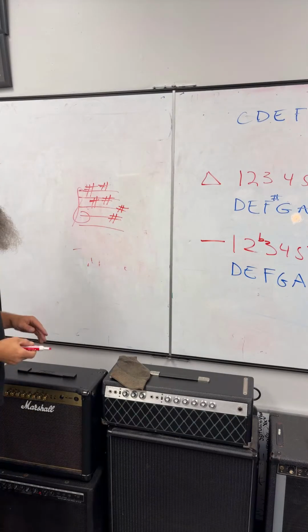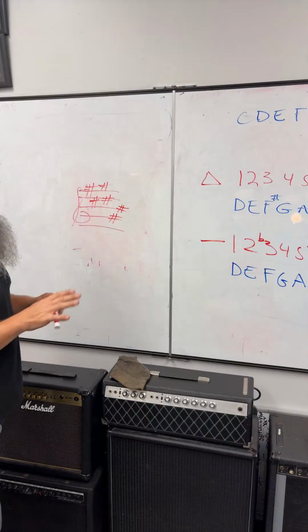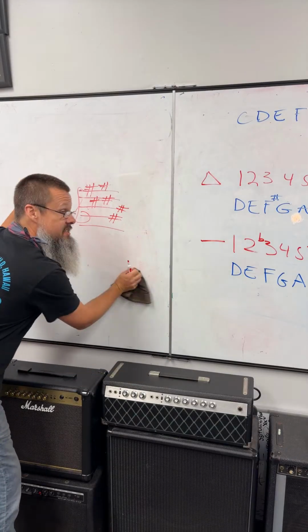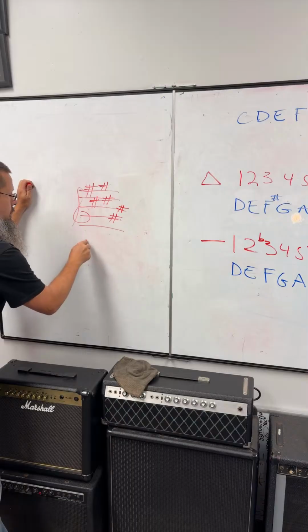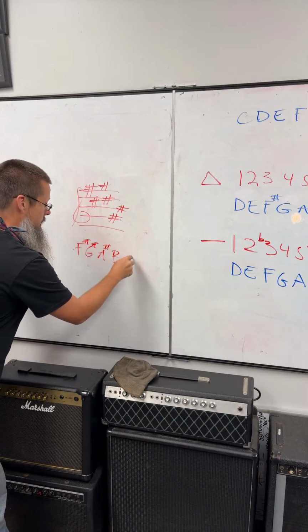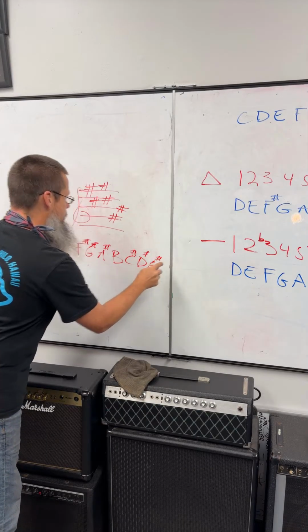One, two, three, four, five, six. Correct. Is it B? No. F sharp. It's right after B. Ready? It has 6 sharps. F sharp, G sharp, A sharp, B, C sharp, D sharp, E sharp, F sharp.